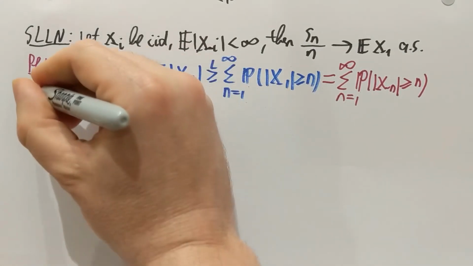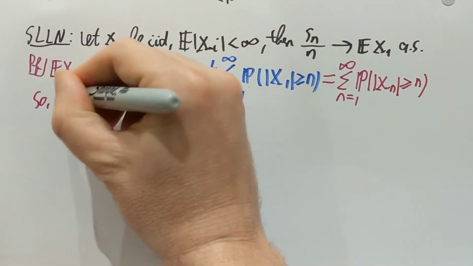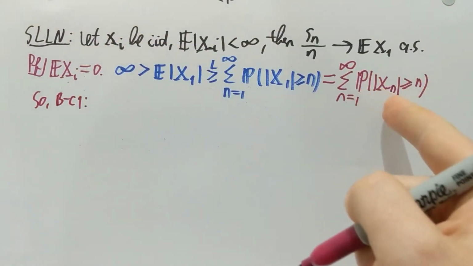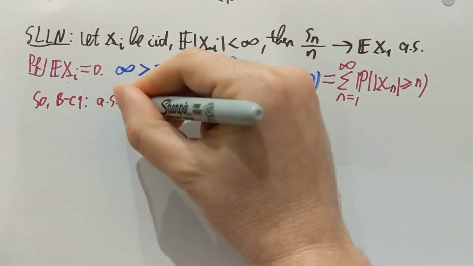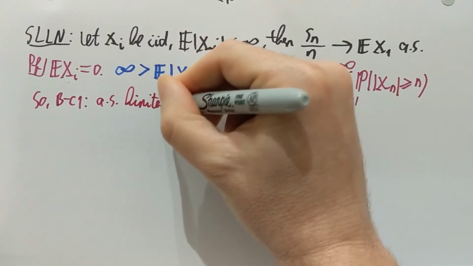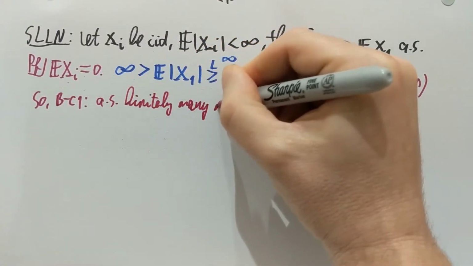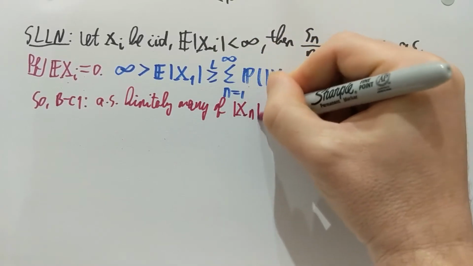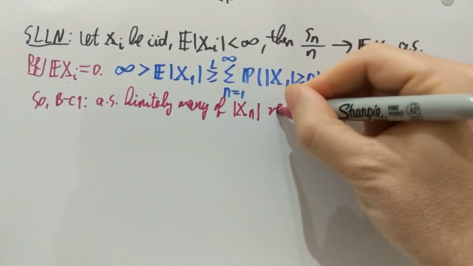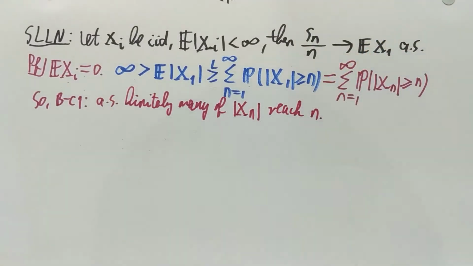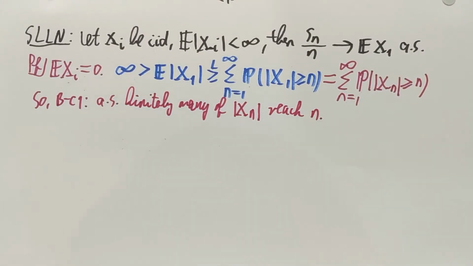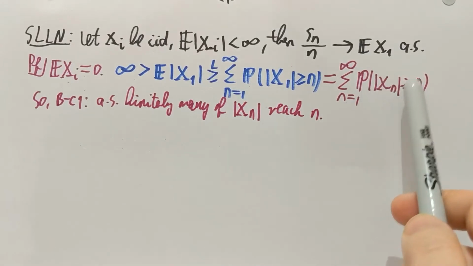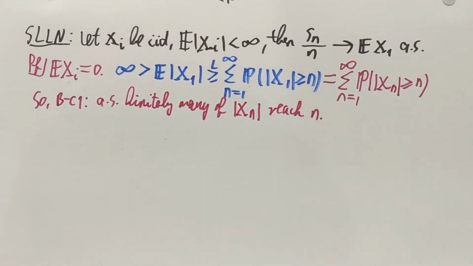So now comes Borel-Cantelli. By Borel-Cantelli 1, we know that these events, mod Xn bigger than n, only happen finitely many times, almost surely. Almost surely, only finitely many of the Xn's mod exceed or reach n. Only finitely many times, almost surely, will this event happen. In other words, after some index, mod Xn will be smaller than n, almost surely. This index is of course random.